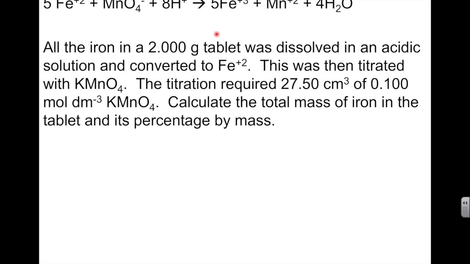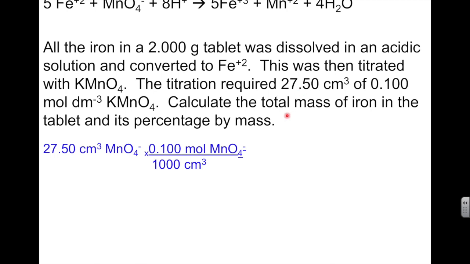All right, welcome back. So you've got 2 grams of a tablet of your iron, and you have your titrant here. What you're going to do is start with the volume of your titrant, and use your molarity to change it into moles, right? So you've got moles of one substance here, and I'm just going to switch it and figure out how many moles of iron it takes to neutralize this.